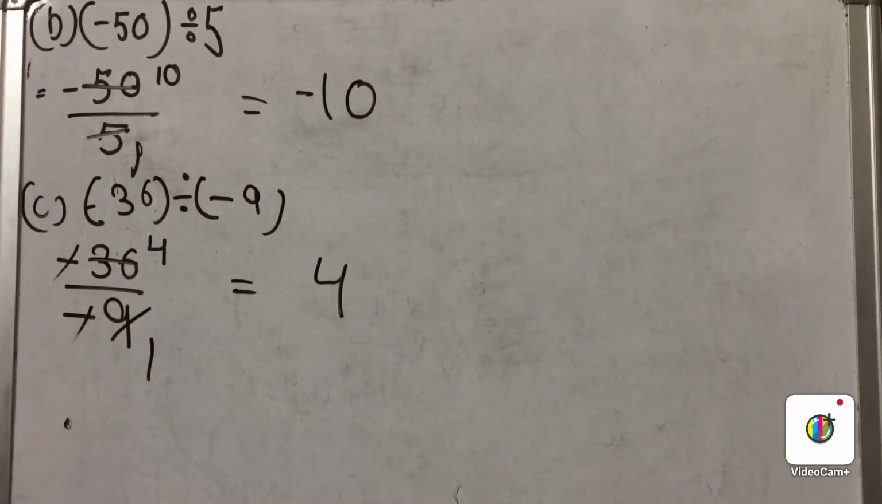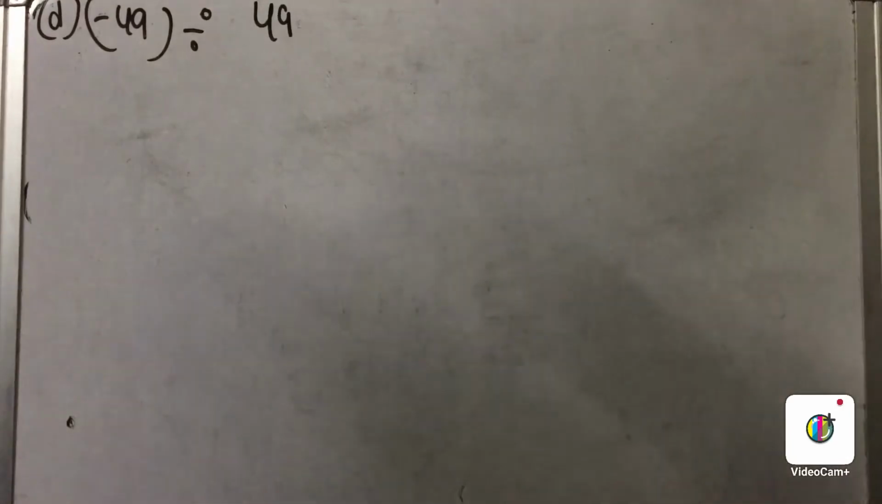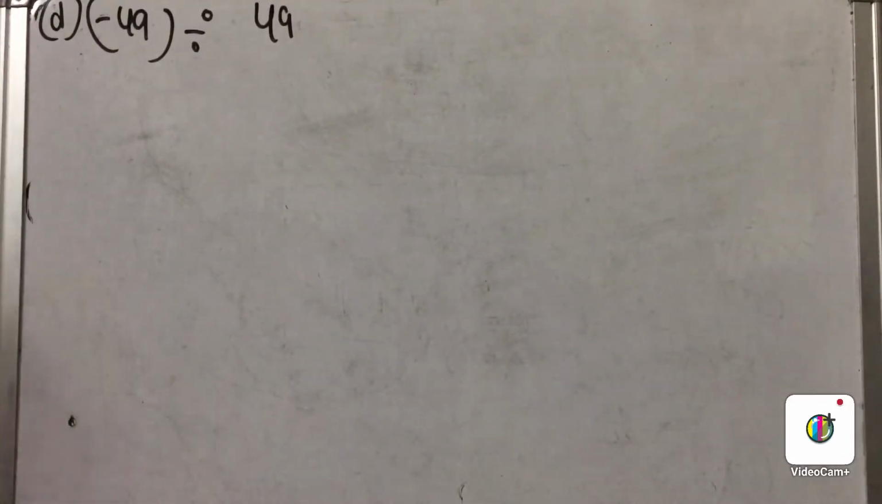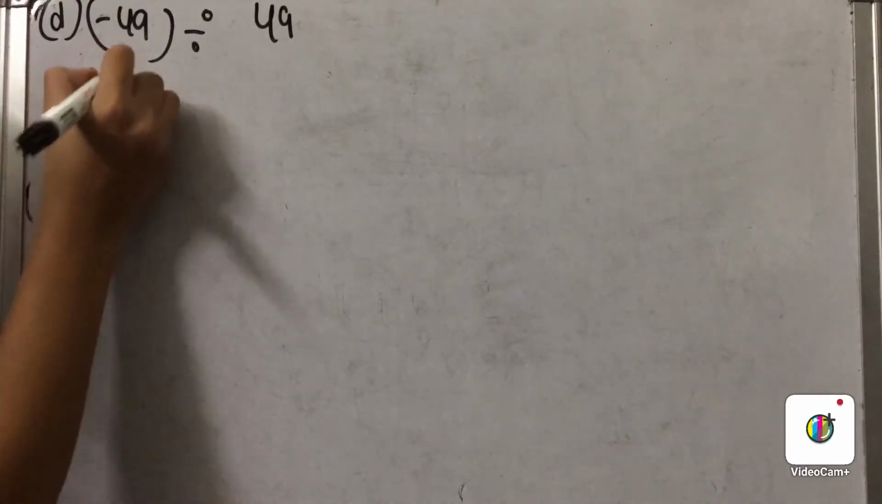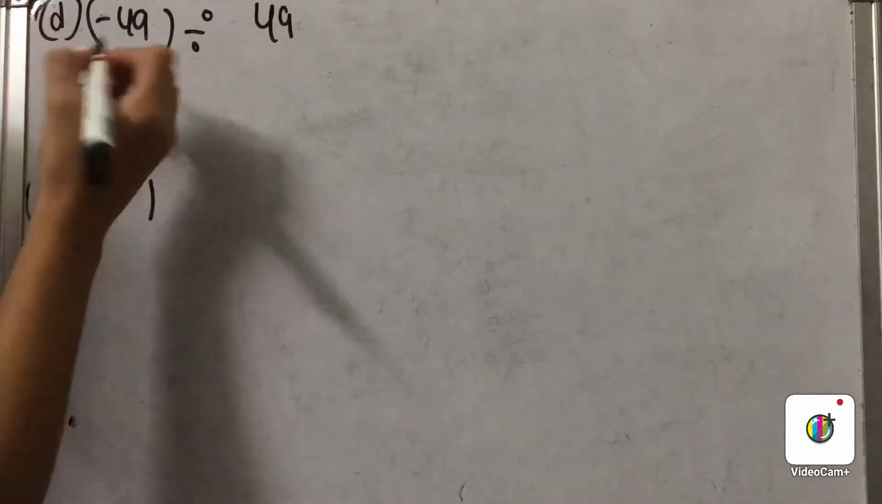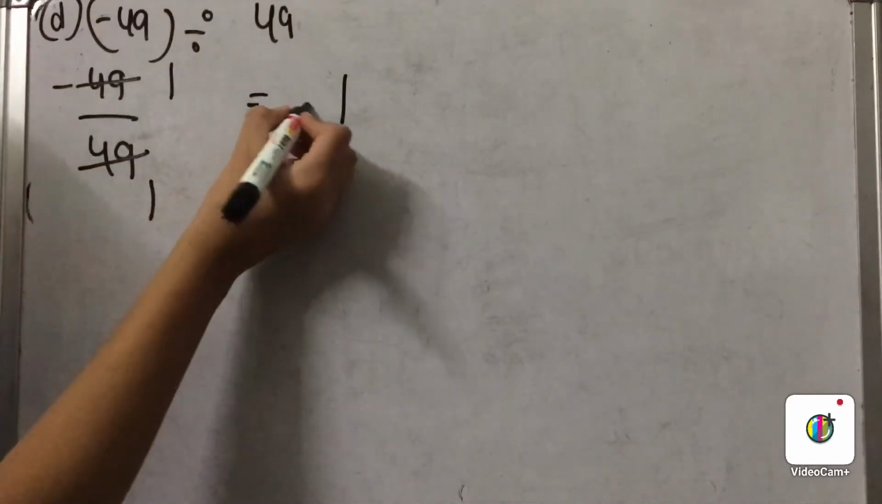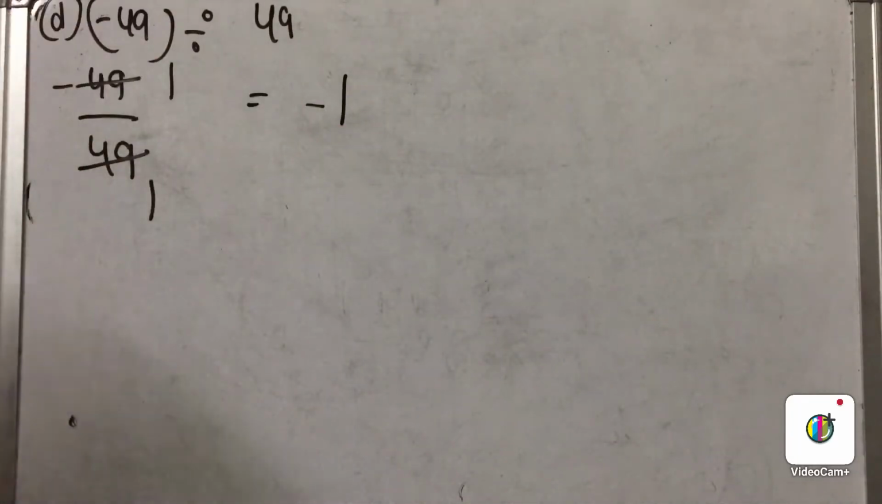Now let us come to our D part. What is our part number D? Minus 49 divided by 49. So you will write it the same way. You will write minus 49 divided by 49. So 49 ones are 49. So this will be 1 in negative because plus minus is minus. So this will come as minus 1. So this was our part number D.